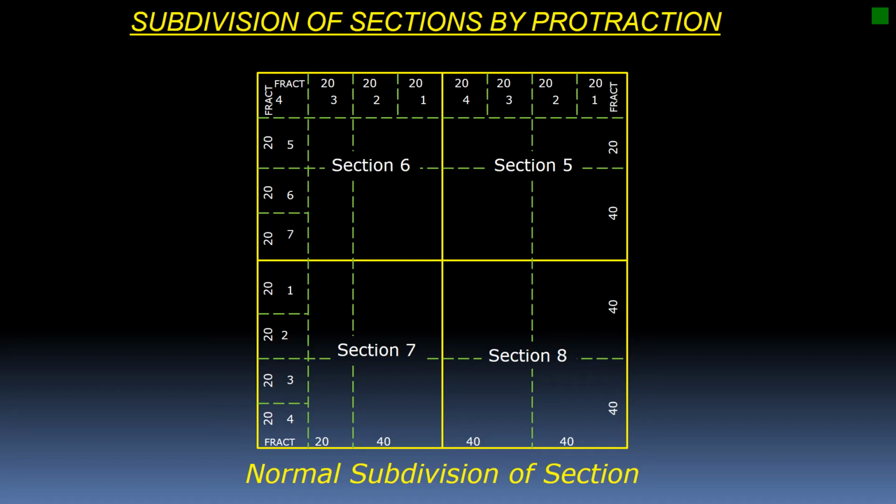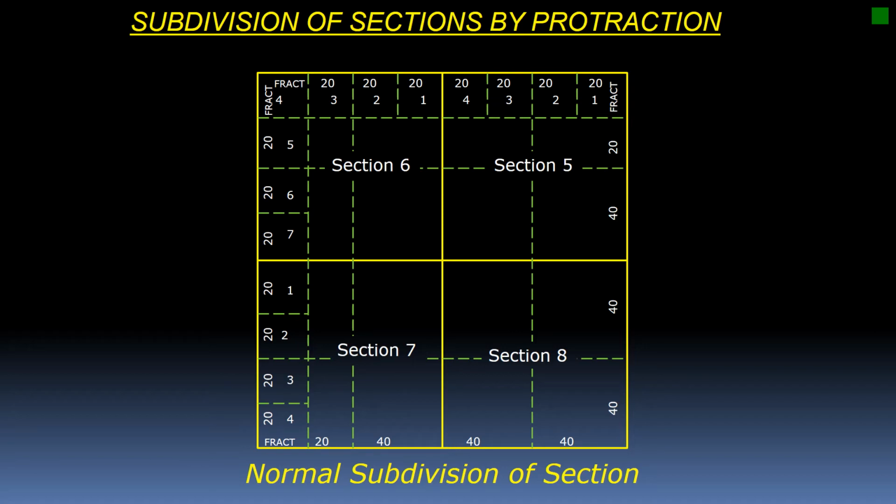Now here's what I'm talking about. First of all, let's take a look at section 8. You'll notice that the yellow lines are the sections and the dashed green lines are the subdivision of the sections by protraction. We also know that midway between the section lines are the quarter corners, every half mile. So you'll notice that in section 8 we have a north-south dashed line and an east-west dashed line. Now what that did is subdivide section 8 into 4 aliquot parts.